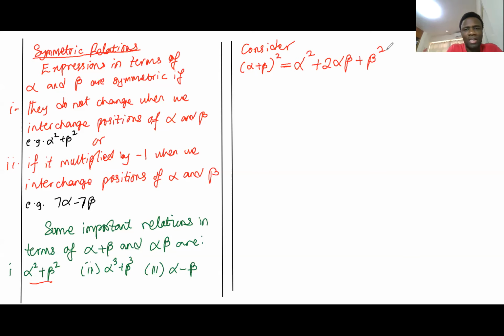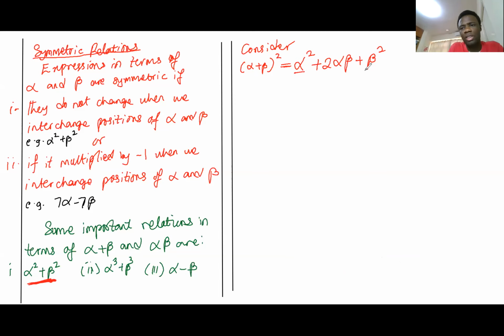We want to get a relation. When I say a relation, I mean a formula, like A equals L times B. This is a relation, something that connects. You want to express A in terms of this. So we want to express alpha square plus beta square in terms of these two. That's the whole idea. Am I making sense, please? Yes.